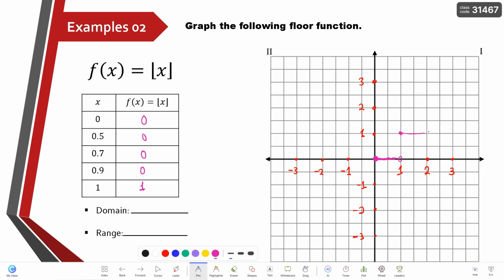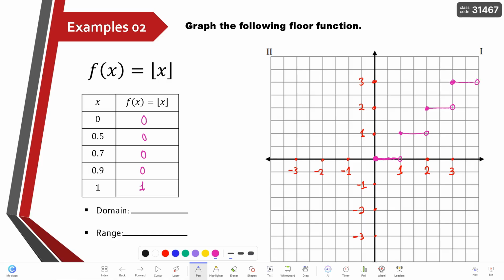So any number higher than 1 would be rounded to 1, until we reach 2. Once we reach 2, the function will jump one step up, and then any number higher than 2 would be rounded to 2, and once we reach 3, the function will give us 3. So this would be a closed circle over there, and here it would be an open circle, since the output at 3 would be equal to 3, not 2, and we can keep going like that.